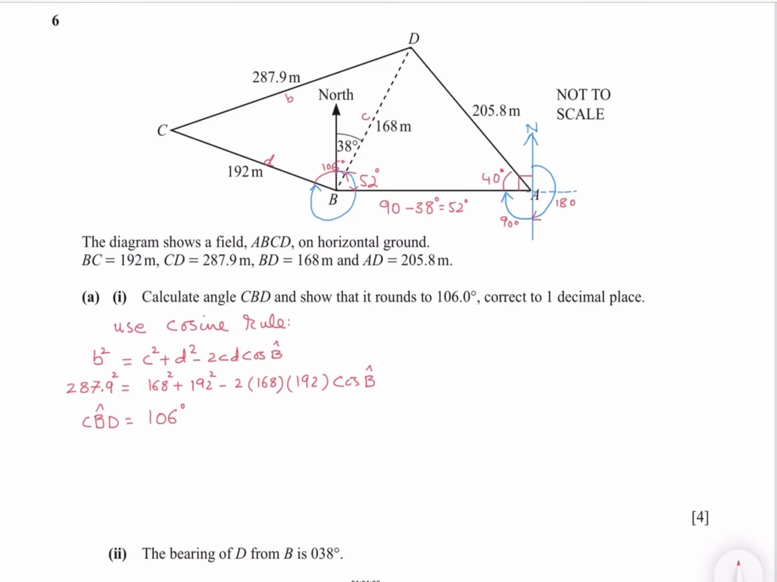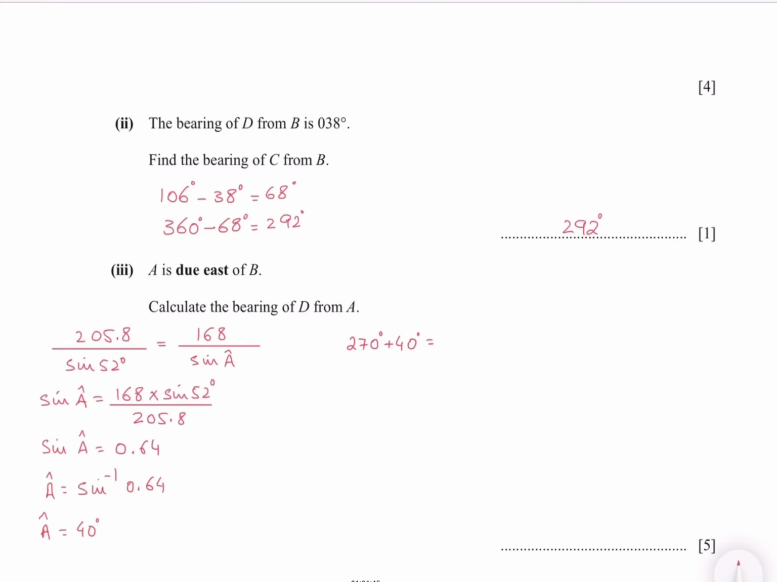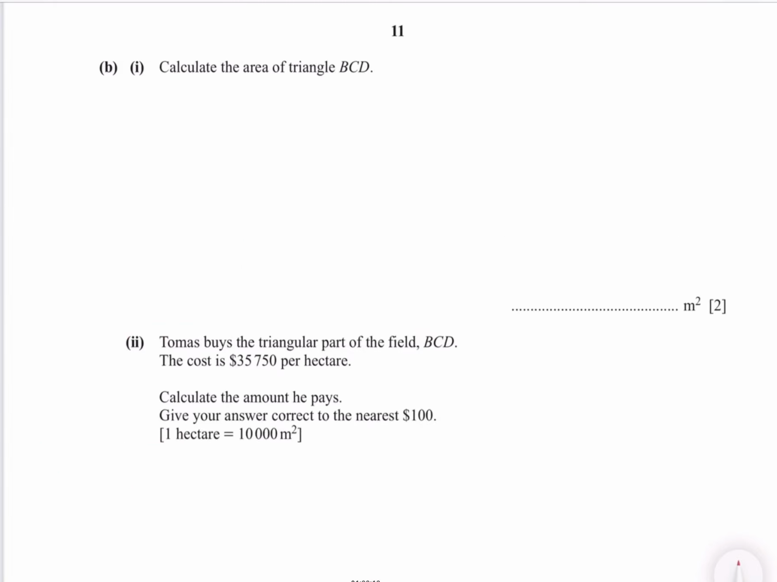180 and 90 makes 270. So 270 plus 40 is 310. This is your bearing, 310.